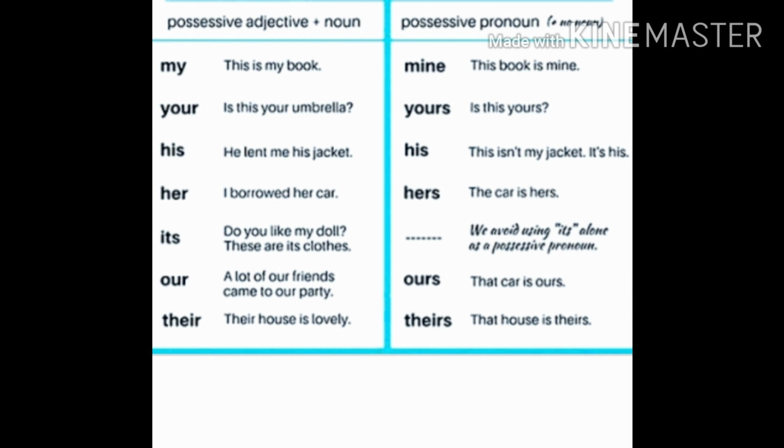Mine. This book is mine. Yours. Is this yours? His. This isn't my jacket. It's his. Hers. The car is hers. Ours. That car is ours. Theirs. That house is theirs. In the above sentences, mine, yours, his, hers, ours, theirs are possessive pronouns.